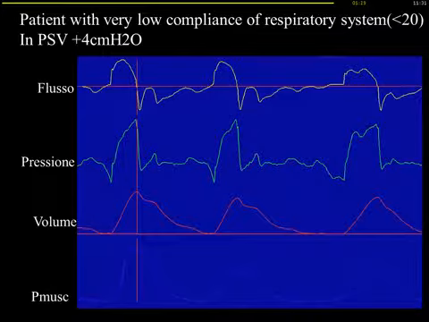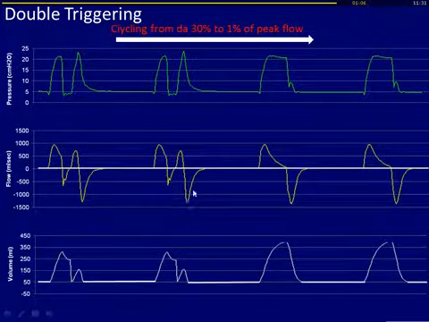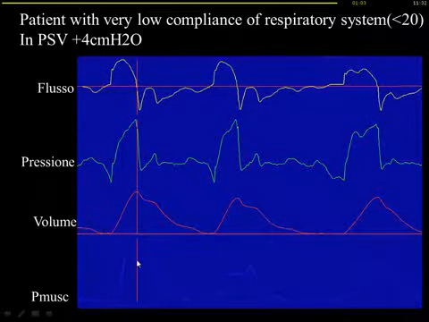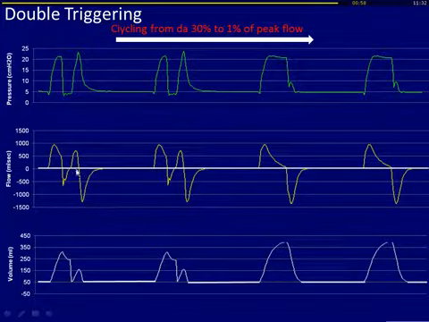And so the patient is trying to pull the air inside, the ventilator opens the expiratory valve, and all the gas goes away. So this is early cycling during expiration, and it's something that typically occurs. Sometimes the patient is so strong that he says, no, I want to breathe now, and so the patient is able to trigger the ventilator again. You see here, this is a double cycling, which is often due to the patient trying to pull the air while the ventilator has gone to expiration.